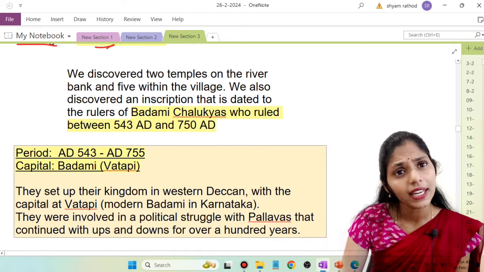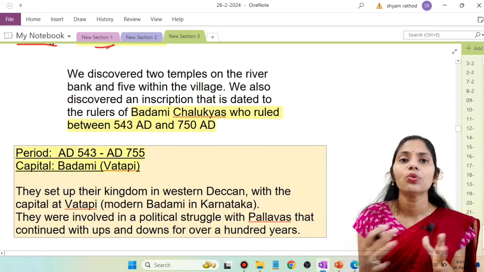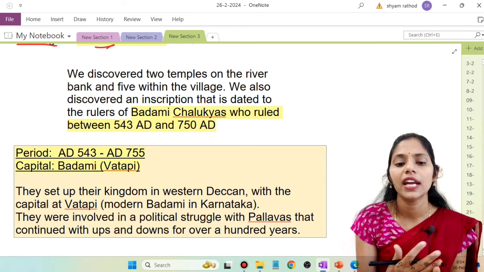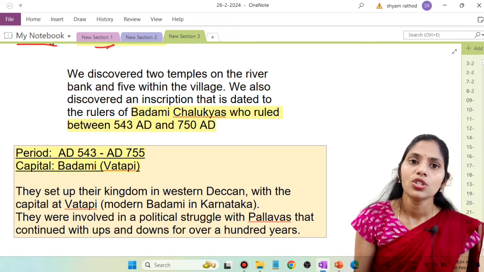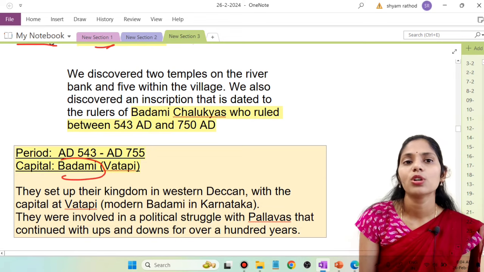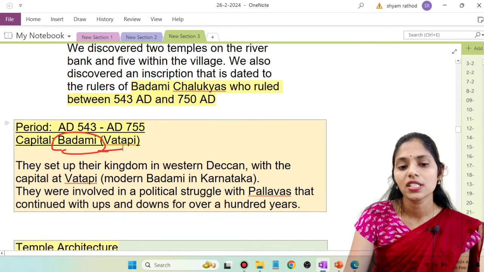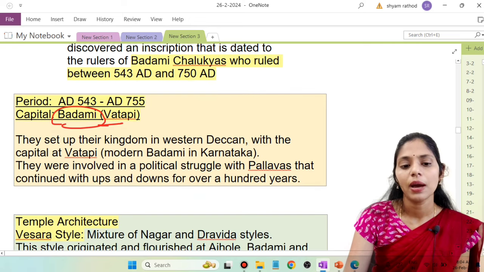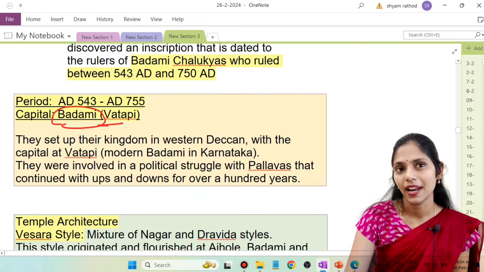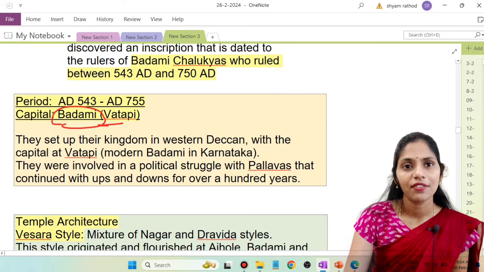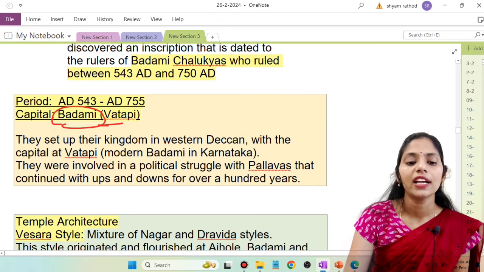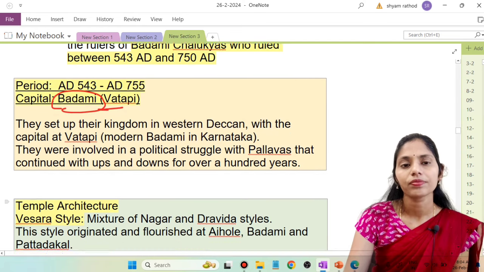The period in which these people ruled was 543 AD to 755 AD. The capital was Badami, also called Vatapi. The Chalukyas set up their kingdom in the western Deccan region, and they were involved in a political struggle with the Pallavas. They were always in confrontation with the Pallavas, with ups and downs continuing over 100 years.